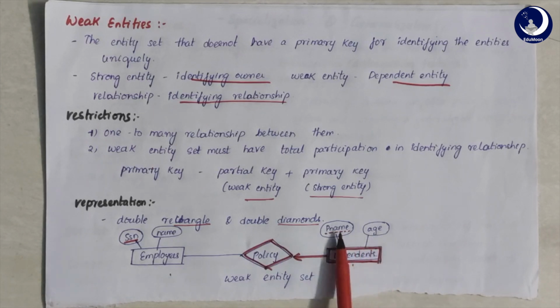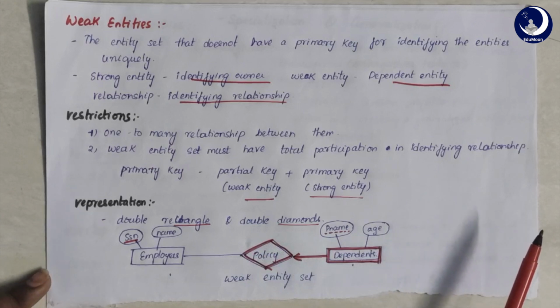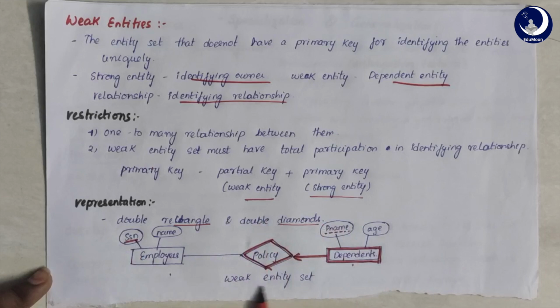We have age and P name. So it has to depend on the employees for giving the policies. So this is obviously a weak entity which is depending on the employees. This is represented using a double rectangle, and this identifying relationship is also represented using a double diamond, and as we stated, it should have total participation. We have given this also. So this is how we represent a weak entity set in an ER diagram. So this completes our weak entity sets.